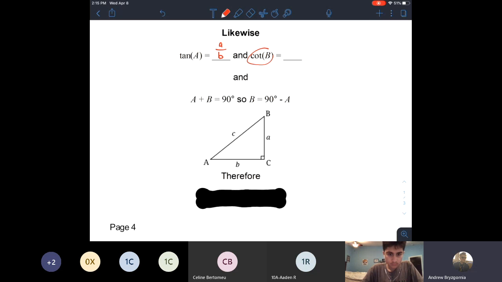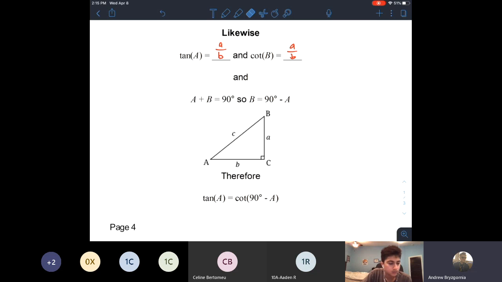Okay, and then how about cotangent of B? Some of you could probably recognize the pattern of what we're going to have here. Is that also A over B? Yeah, it's also going to be A over B. And then this time I didn't bother leaving a blank because we already knew that B is equal to 90 minus A. So that brings us to the second equation, which is that tangent of angle A is going to be equal to cotangent of 90 minus A.